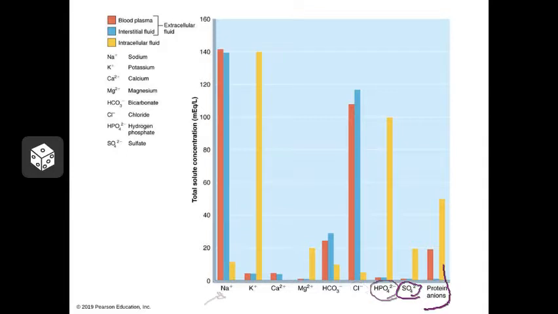Now here, let's remind ourselves of proteins. We know that there are such things as plasma proteins. So we see proteins inside the blood plasma. We know that there are proteins inside cells. And very few, if any, proteins in the interstitial fluid. We already know that from our blood chapter.